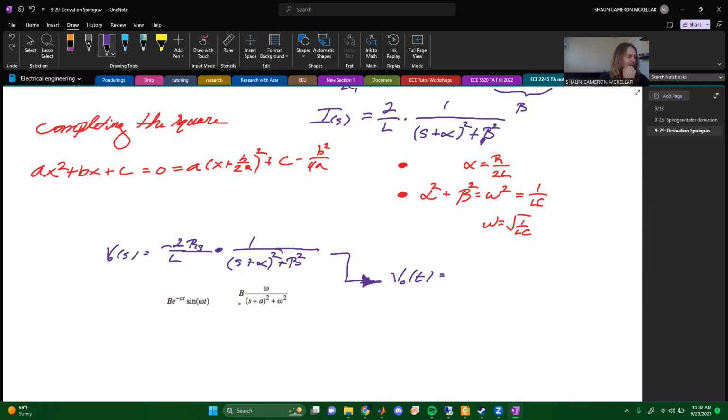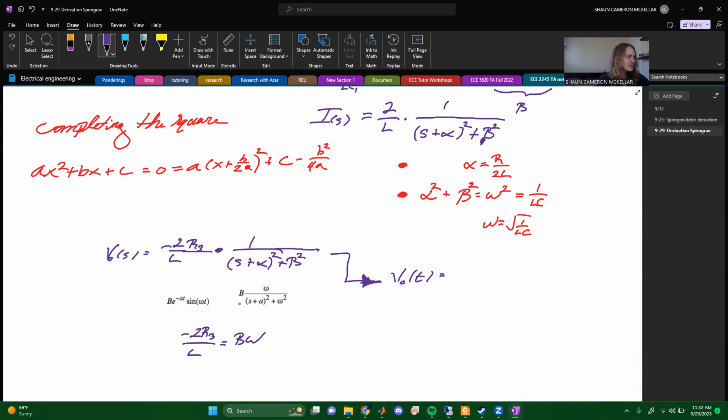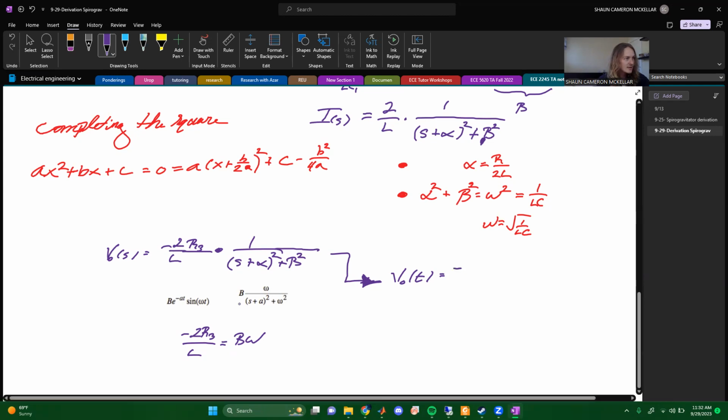But I don't have an omega term in my numerator. What I have in my numerator is -2 R3 over L in my equation, and I need that to be equal to beta omega, or B omega. So I can see that B is equal to this term divided by omega. And so what I really have for my time-dependent equation is my B term, which is -2 R3 over L omega. I'll just express it like that.